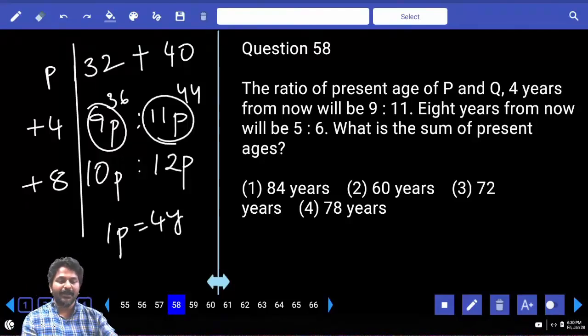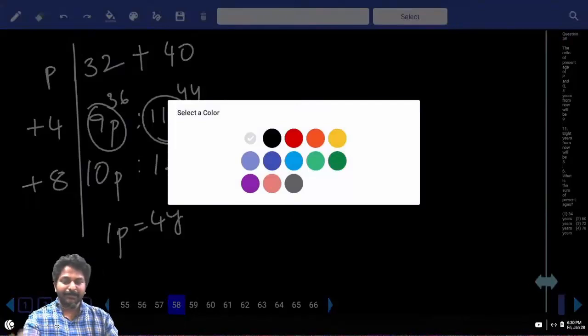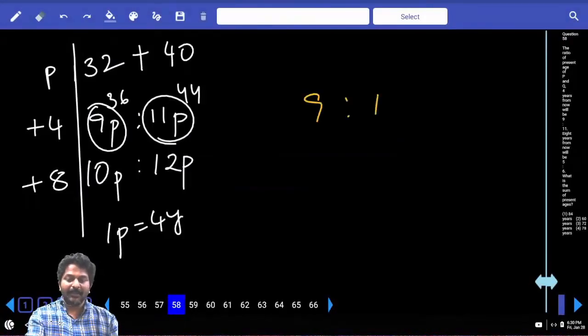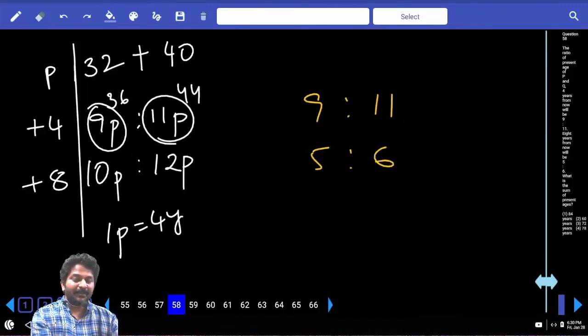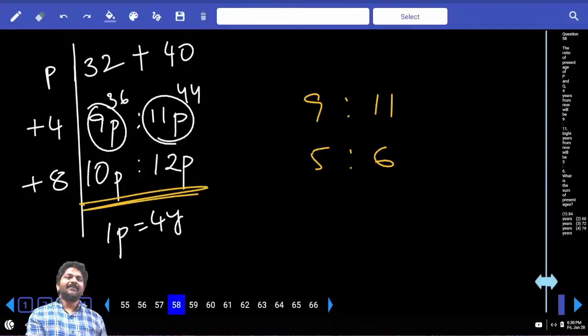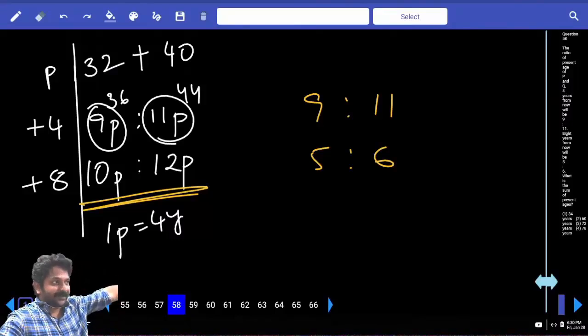Wait a minute. Now you need to know one more point here. When you have two ratios and the difference in terms of parts is not the same, first of all, 5:6 we converted to 10:12. That was the second ratio. The first ratio was 9:11. We did not change the first ratio, but we changed the second ratio.